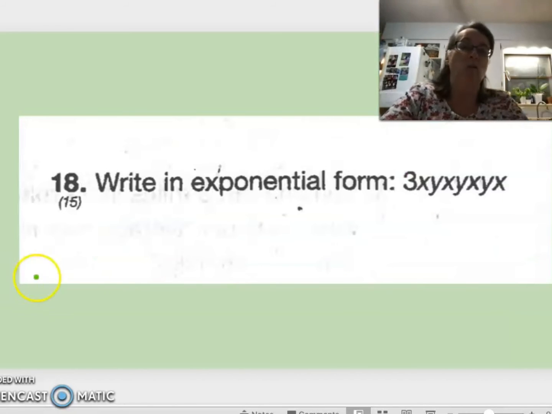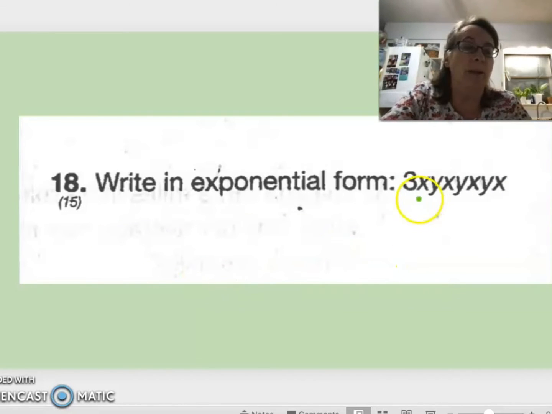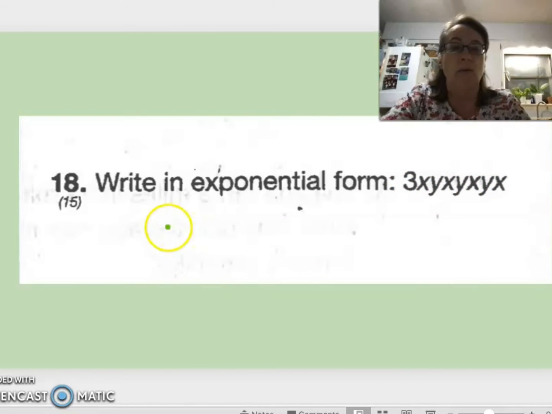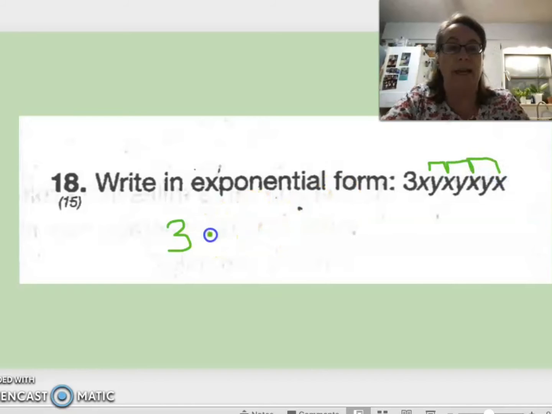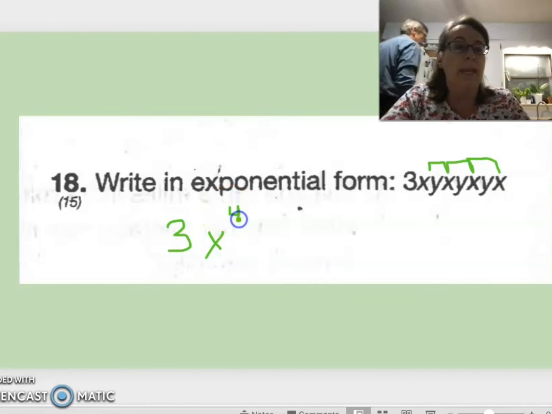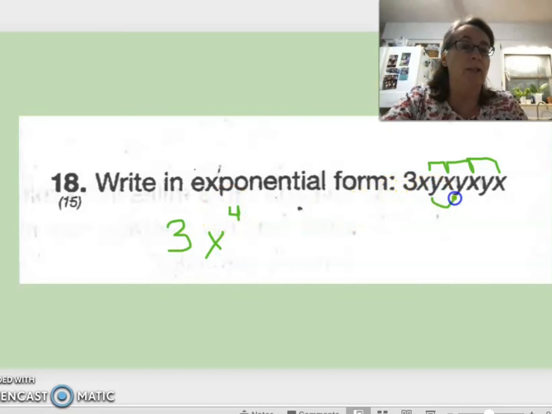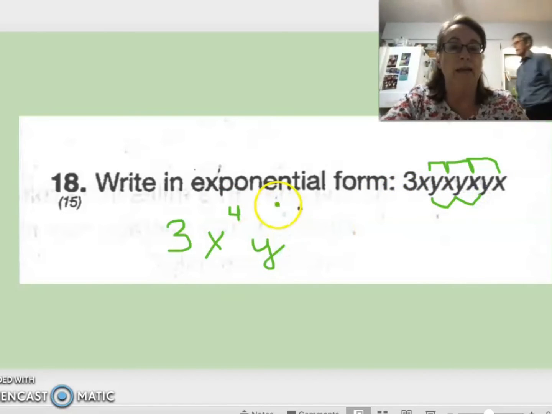Number 18, write the exponential form. So we have 3xy, xy, xy, x. So we have 3, and then x, 1, 2, 3, 4 x's. So we'll call that x to the 4th because they're all multiplied together. And then we have 1, 2, 3 y's, y cubed.